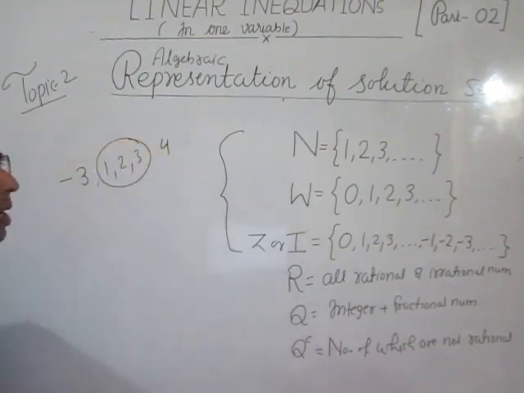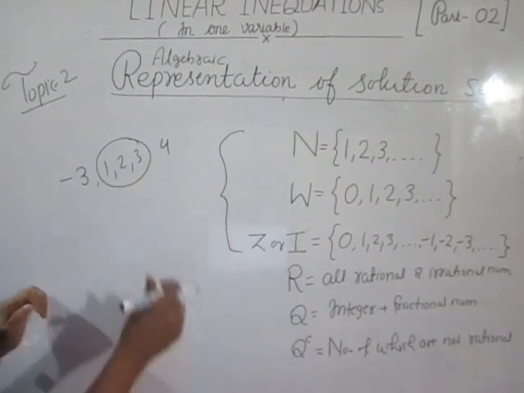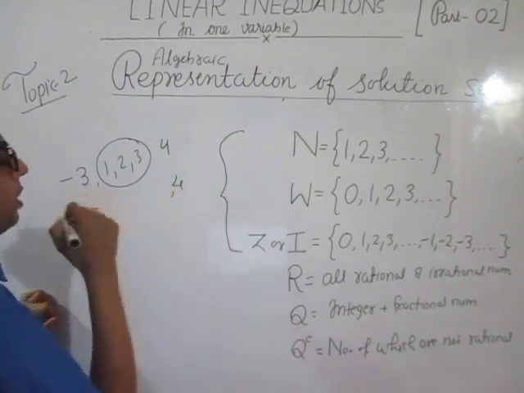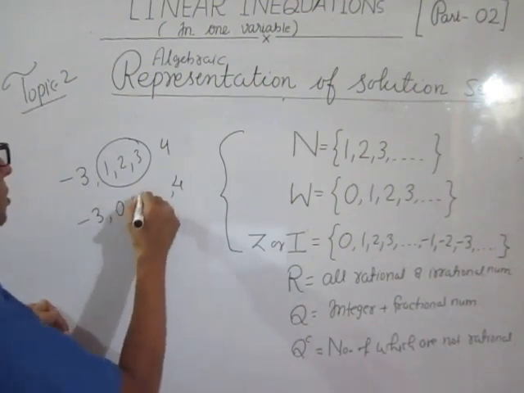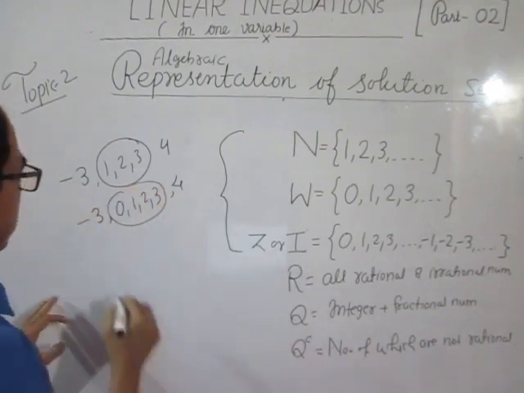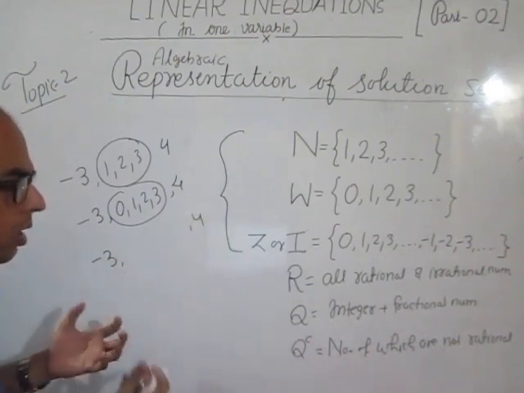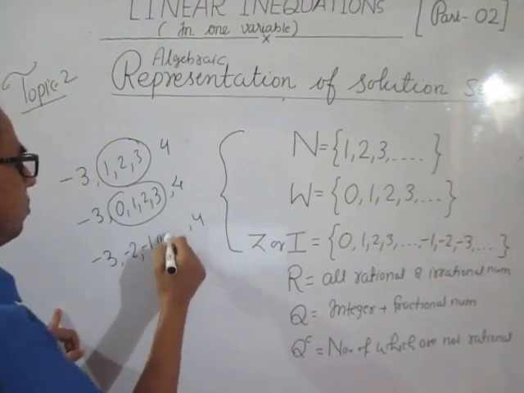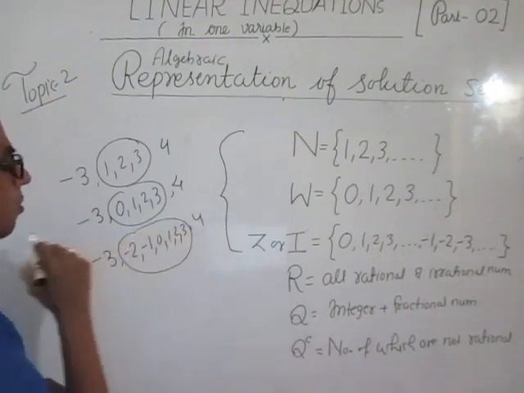That means we can make the list of numbers between two numbers. Now if I say, what are the whole numbers between -3 and 4, again you can make the list 0, 1, 2, 3. Now what are the integers between -3 and 4? Again we are able to make the list -2, -1, 0, 1, 2, 3. So these are the integers between -3 and 4.